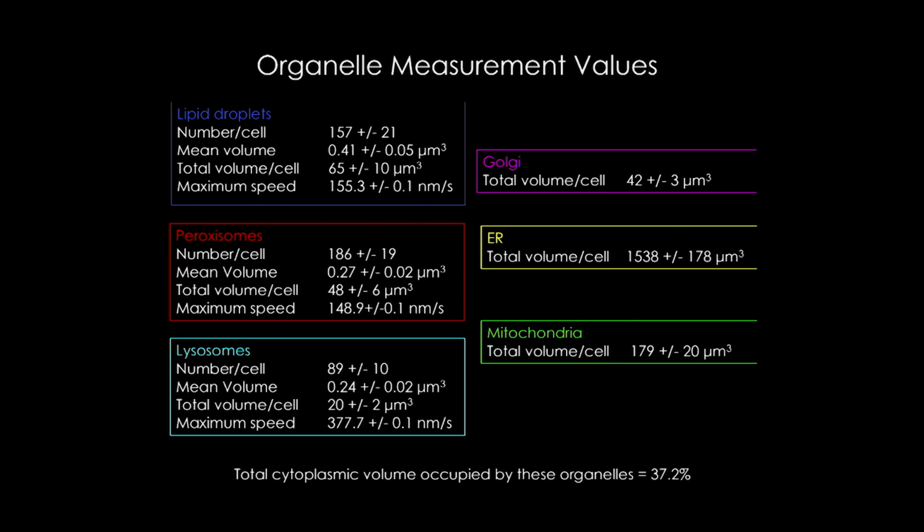So for instance, on average, in the cell that we're looking at, there's about 89 lysosomes, 186 peroxisomes, 157 lipid droplets. The ER occupies by far the largest volume in this cell among all of these different organelles. It's about 30 times the size of the Golgi apparatus, which is involved in the secretory pathway, and 8 to 9 times the size of the mitochondria, which is involved in energy production within the cell.